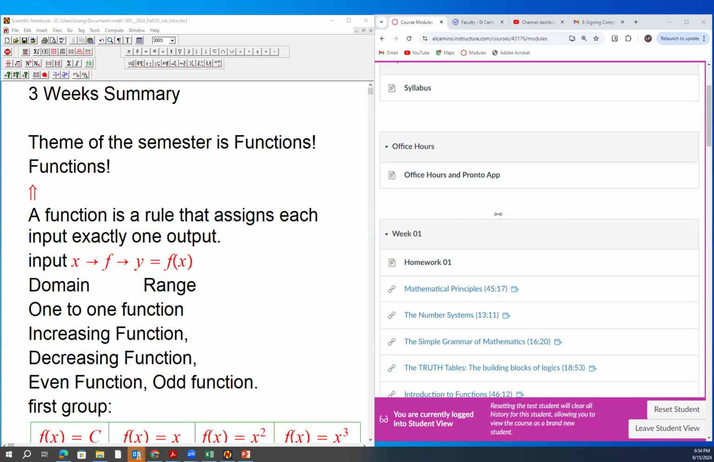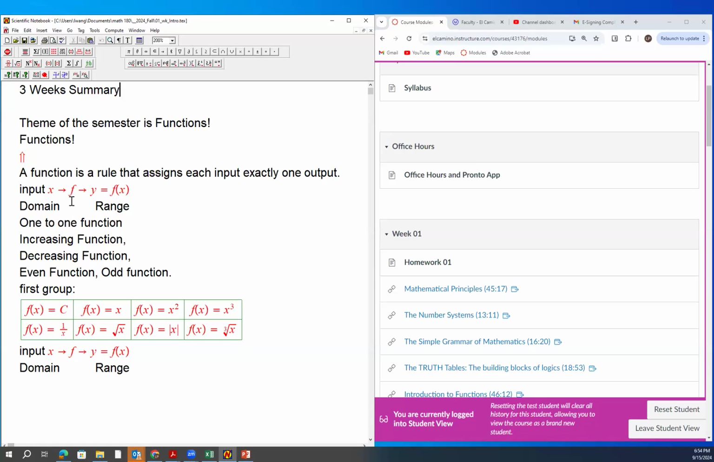We just ended week number 3, and I would like to take a moment to summarize what we have learned, and I hope you would also do your own little summary about the past 3 weeks. As we said at the beginning of the semester, the theme of the semester is functions. A function is a rule that assigns each input exactly one output. So that's the function relationship.